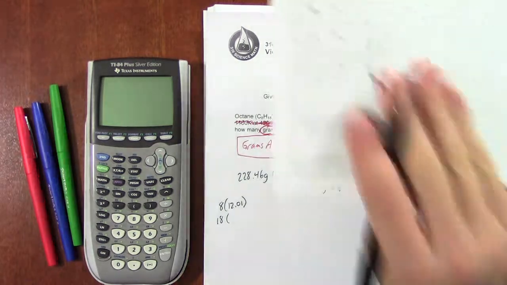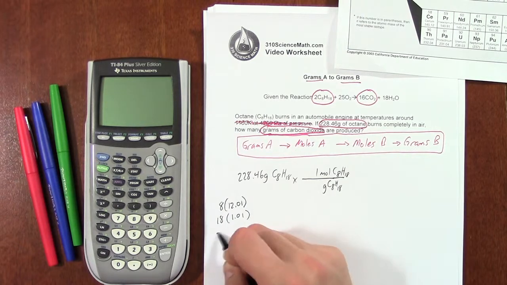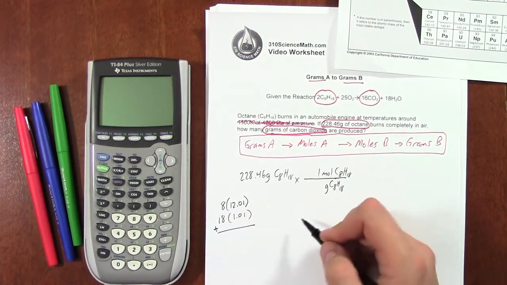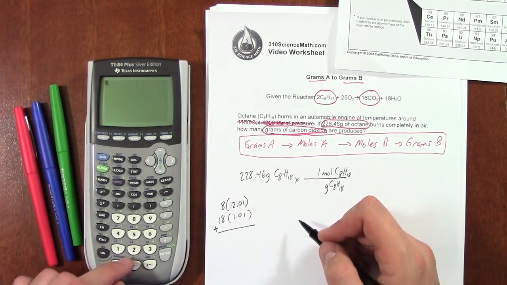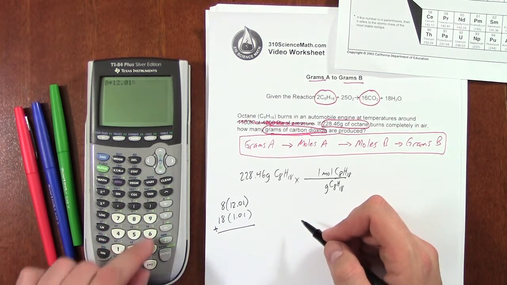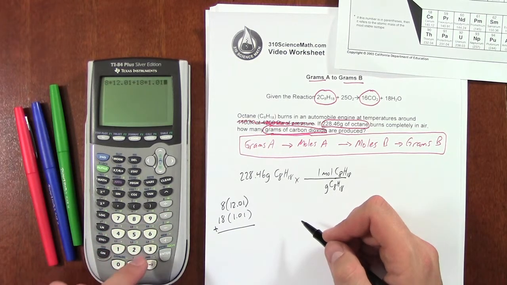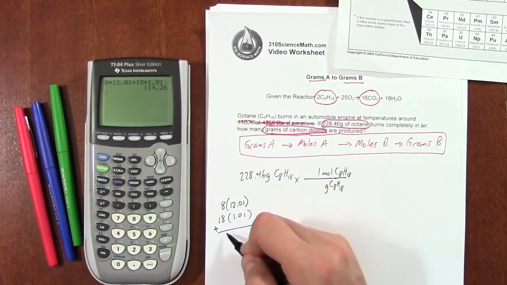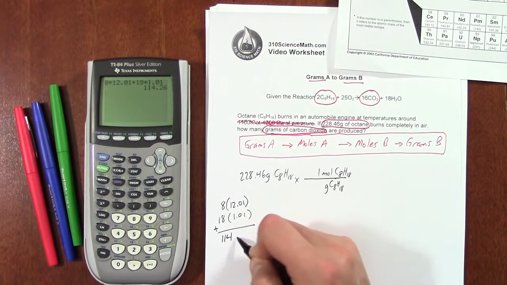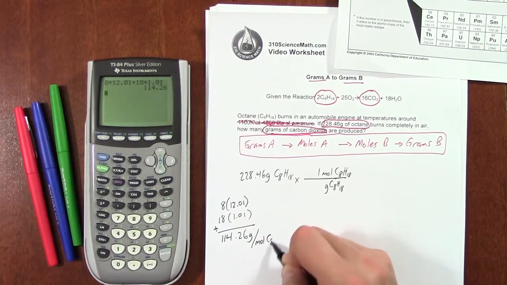The mass of hydrogen, you may recall from earlier videos, is 1.01. I need to write that in here. This is quite a bit for me to add up, so I'm going to use my calculator for this part. 8 times 12.01 plus 18 times 1.01. My final mass is 114.26, and that's grams for every mole of octane.